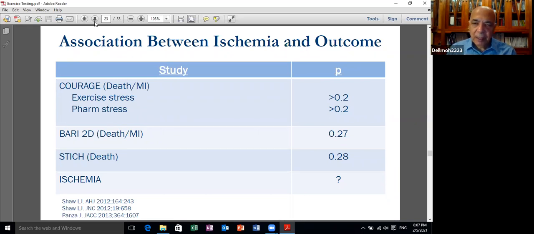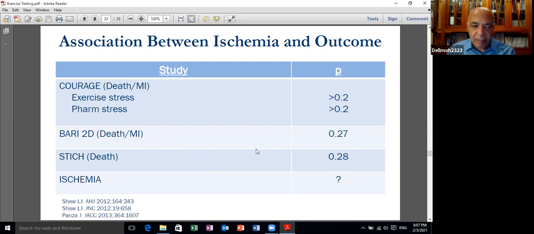So this has been supported by the findings in the cardiology trial. There was no statistically significant connection between the occurrence of ischemia and mortality or any form of outcome. And as well as in the Barry trial and in the Stitch trial, there is no statistically significant association between them.